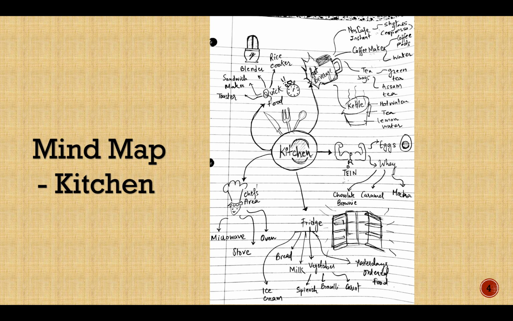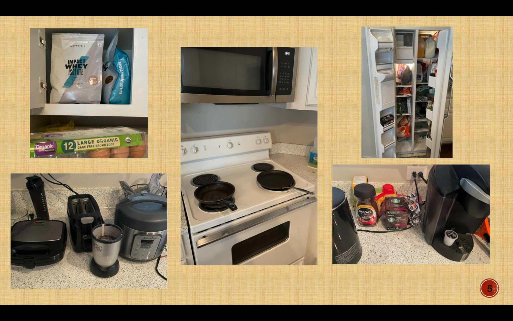The kitchen has a few items. If you look at the top one, I'll go clockwise. Quick food has a timer attached to it, and a few things, for instance the rice cooker, blender, sandwich maker, and toaster. In the next image, on the left hand corner, you'd see the toaster, the sandwich maker, the blender without the top, and the rice cooker.